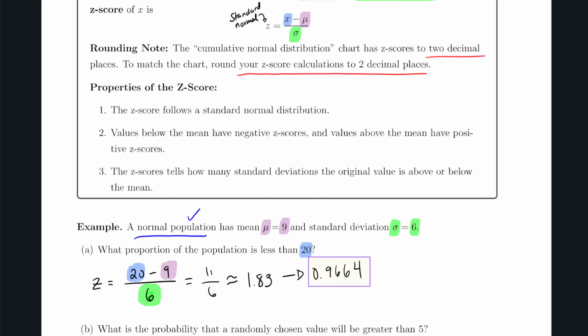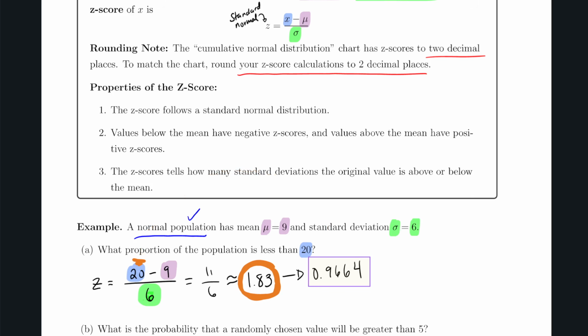Now let's just talk through why this works. We began with a normal population, not standard normal. So at the beginning, we could not use this chart because that only works for standard normal. However, we have this new tool called the z-score that allows you to transform any normal into a standard normal. So we took our value of 20 that we were interested in, and by using the formula, we transformed it into a z-score. So now this 1.83 represents a proportional location in the standard normal curve, as 20 does in this normal curve with the mean of 9 and standard deviation of 6.